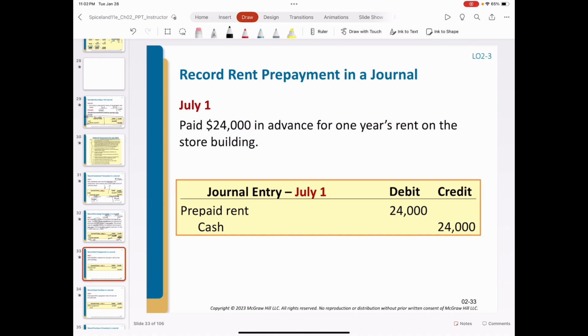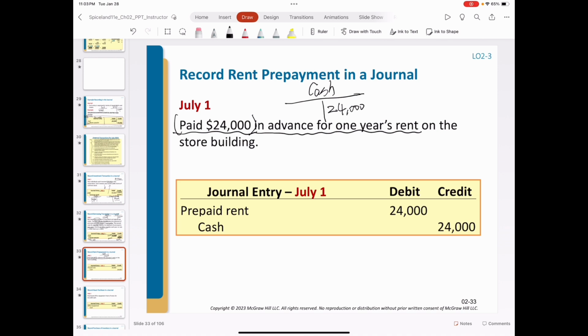Next, on the same day, again on the first day of July, the company paid $24,000 in advance for 1 year rent on the store building. The payment of $24,000 indicates a cash outflow, right? The cash will reduce. So for the cash account, we will put the amount on the right as a credit. But what account will be debited?